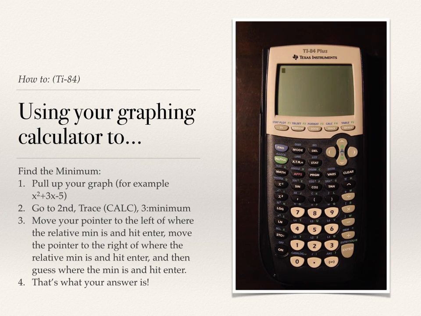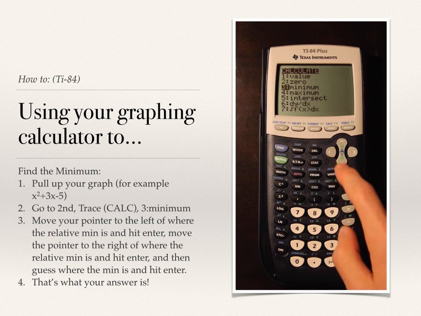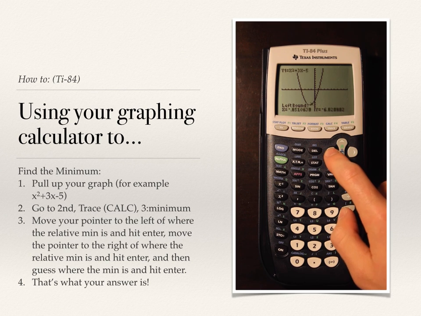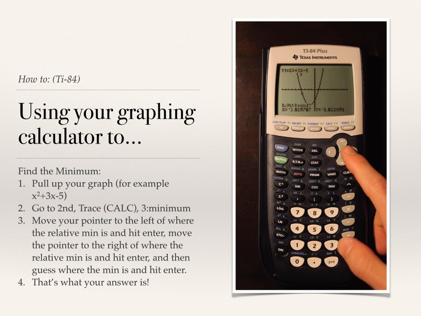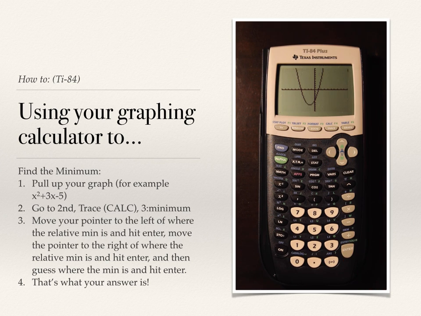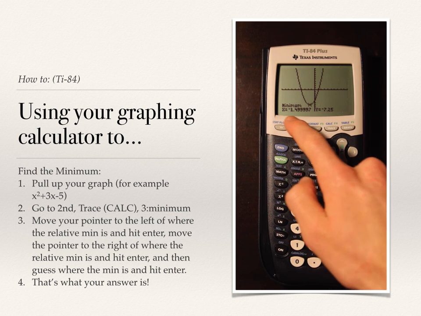Now, to use your graphing calculator to find the minimum, you're going to pull up your graph and put in, for example, x squared plus 3x minus 5. You're going to graph that, of course. Then you're going to go to second, trace or calc, then 3 this time for the minimum. You're going to bring it all the way to the left, all the way. And after that, you're going to bring it all the way to the right. And you get that little column there. And after that, you just guess where it is, and boom, there's your answer right there.